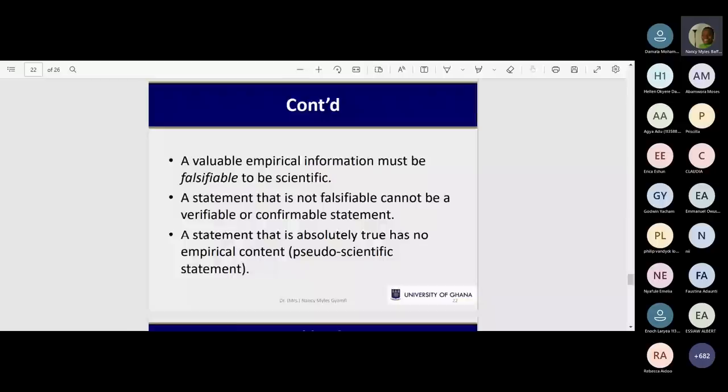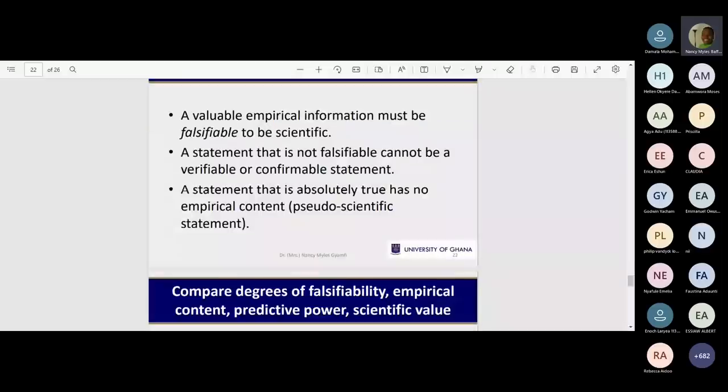So pseudos and tautologies are not scientific. They cannot be false. It's always true. That's why we call it a tautology. A bachelor is an unmarried adult male. That's necessarily true. Okay, a statement that is absolutely true has no empirical content. I've explained that.